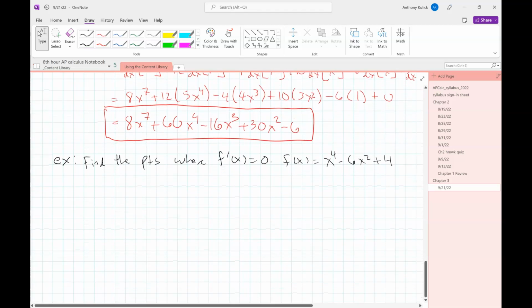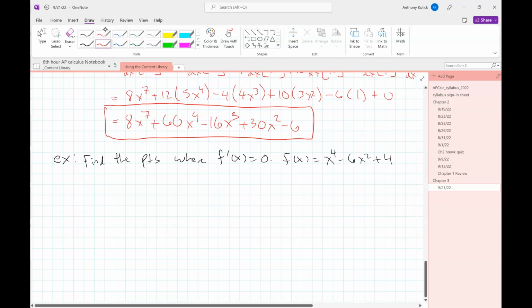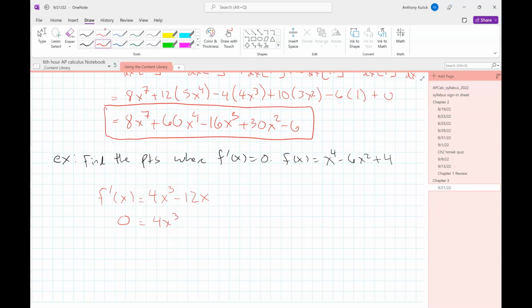Okay. Let's say we ask you to find the points where f prime of x is equal to 0, given that f of x is x to the 4th minus 6x squared plus 4. First order of business would be to find f prime, which would be 4x cubed minus 12x. Everybody feel good on how we did that? Perfectly reasonable for that to be a mental math problem. There's no work you need to show for that.